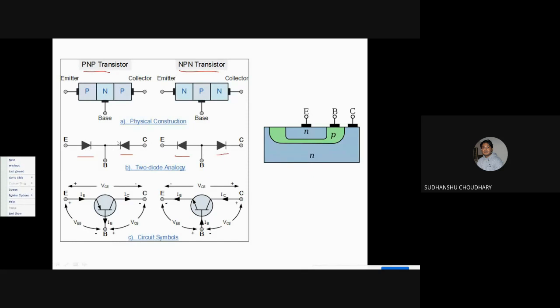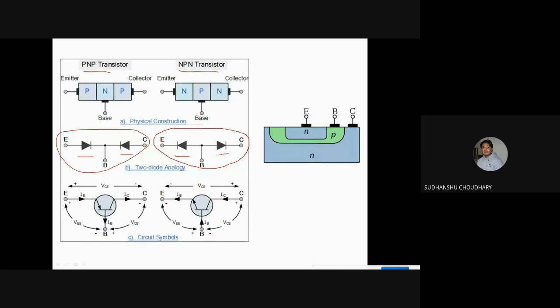But actually, if somebody tries to connect two separate diodes in the lab and make a transistor, that is not possible. This BJT cannot be formed by using two separate diodes connected this way. So you cannot make a BJT by connecting two separate diodes. In fact, the BJT can only be created or fabricated.